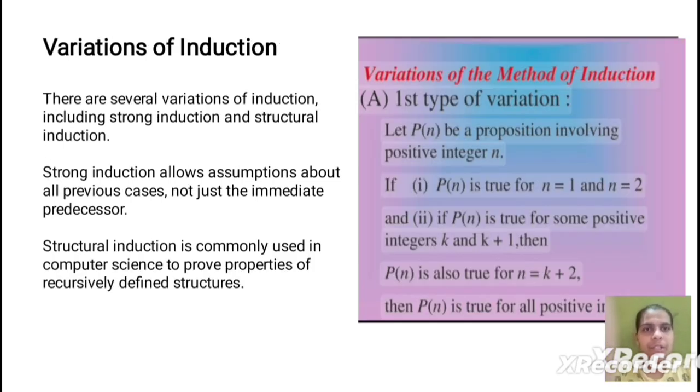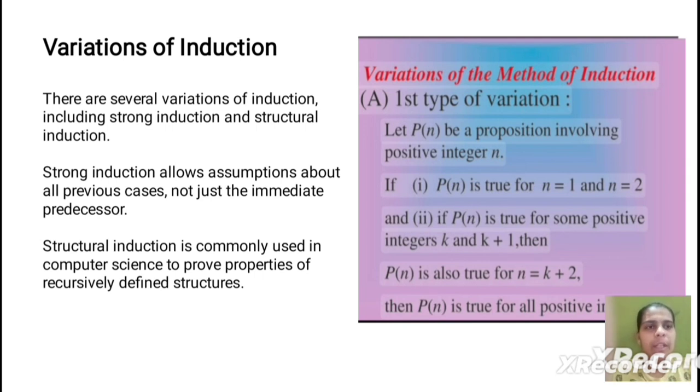Variations of induction. There are several variations of induction, including strong induction and structural induction. Strong induction allows assumptions about all previous cases, not just the immediate predecessor. Structural induction is commonly used in computer science to prove properties of recursively defined structures.